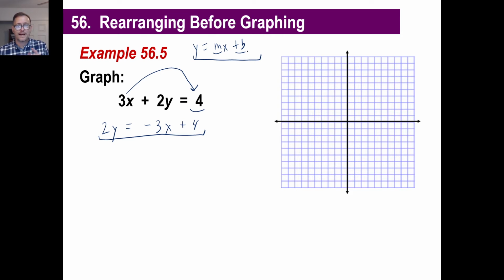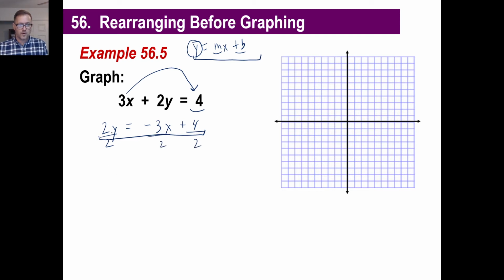There's only one last thing we have to do to make this equation look just like this, and there's your clue right there. What do we need to do to the entire thing to make it 1y? I have to divide by 2, right? So in other words, we divide by 2, divide by 2, divide by 2.